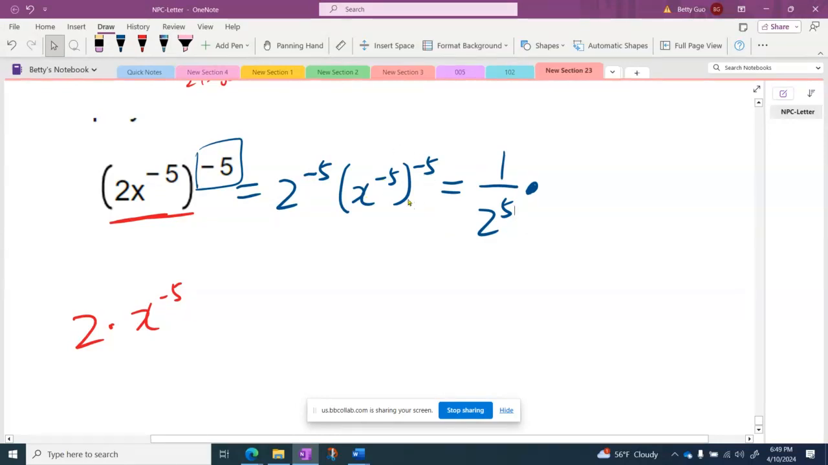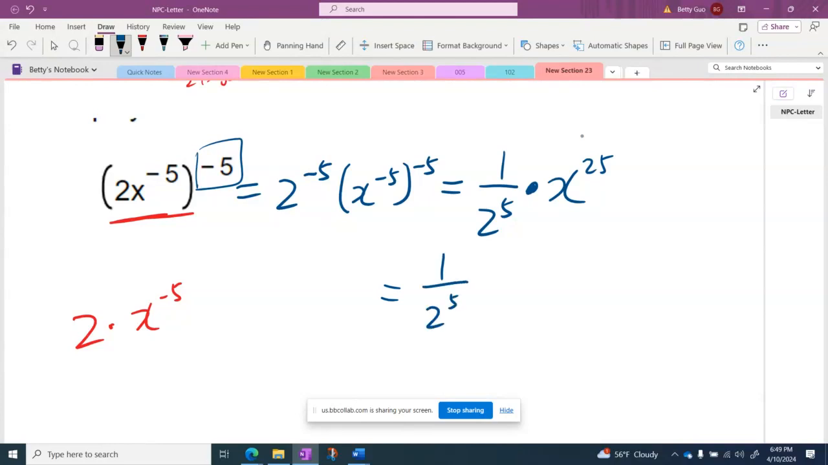That is a congruous structure, like layers. So we keep the base x, and then multiply the two exponents. -5 times -5 is positive 25. And now we have 1 over 2 to the power 5 times x to the power 25 over 1. X to the power 25 actually is in the numerator. And then we multiply across. We have x to the power 25 on the top, and 2 to the power 5 on the bottom.